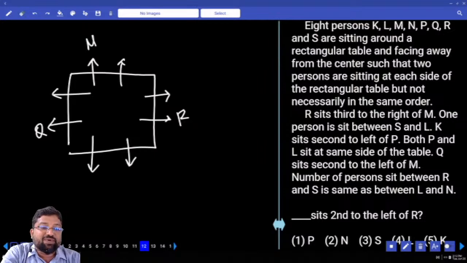We need to talk about P and L. P and L are sitting on the same side of the table. Yes. What else did it say? One point. K sits second to the left of P. If I put P here, second left, will I get it? No.